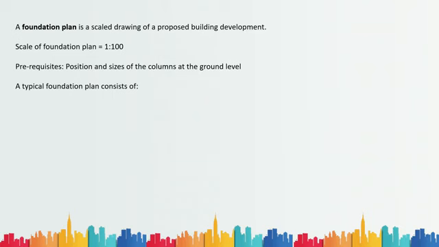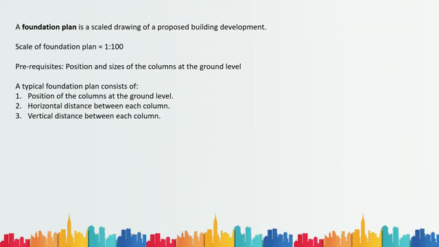So now let's see what all things a typical foundation plan consists of. Number one is the position of the column at the ground level, as I already told you. Second is the horizontal distance between each column. Third is the vertical distance between each column. These are the first three things that we have to mark to start with the foundation plan.